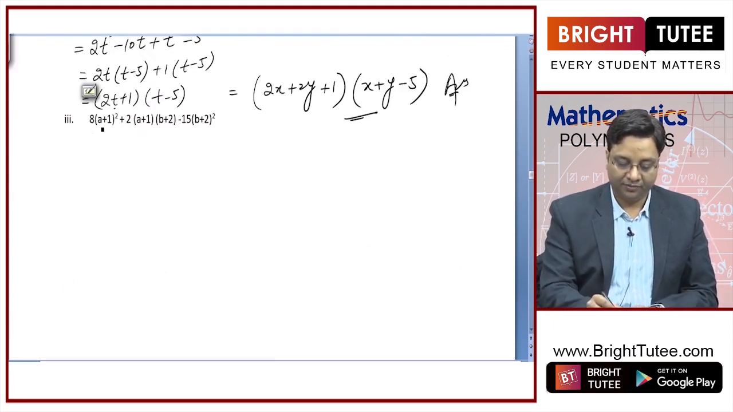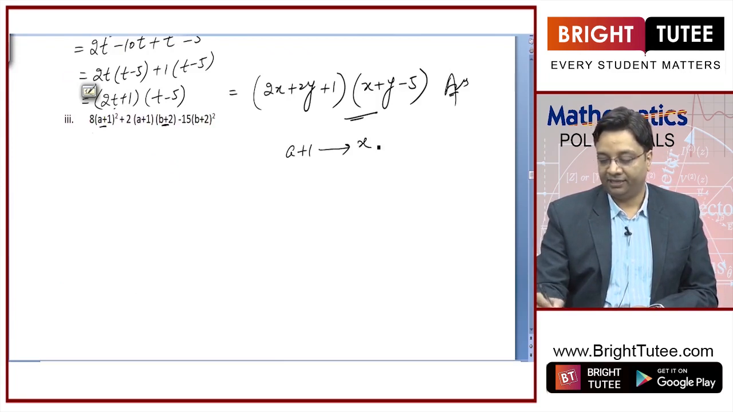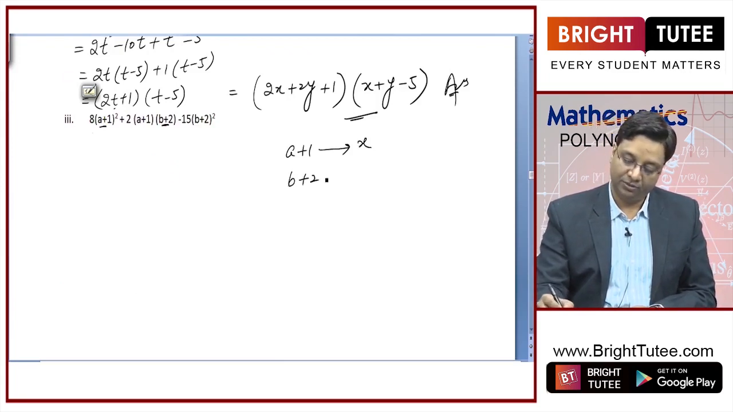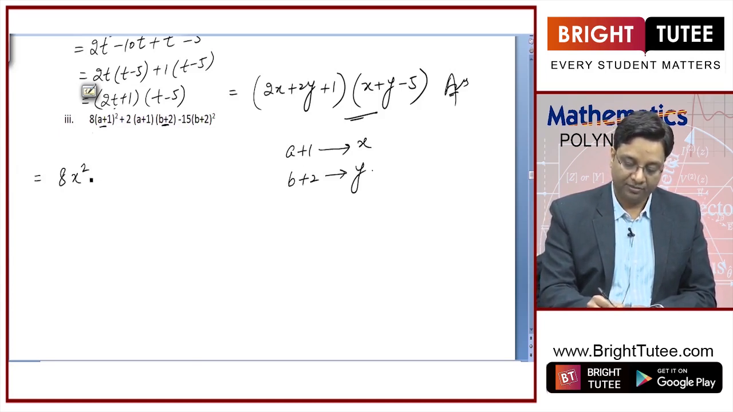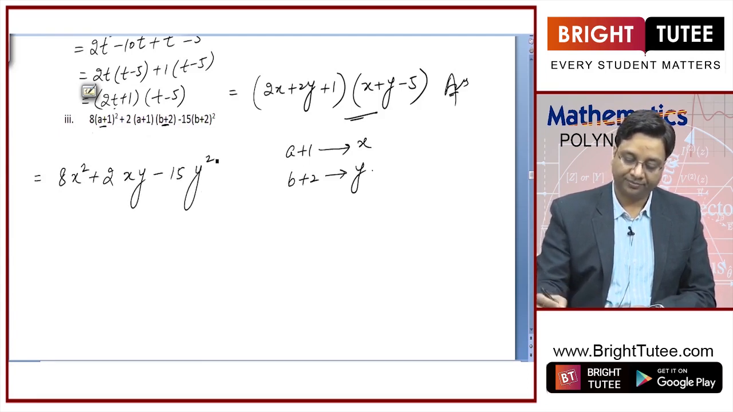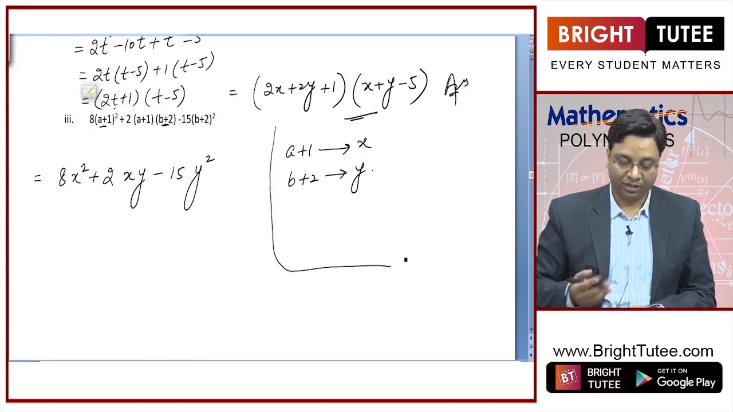In this one, we have got a plus 1 and b plus 2. So let us consider a plus 1 as x and b plus 2 as y. Now let us see how the question looks. 8x square plus 2xy minus 15y square. Right? This is how the question looks now.